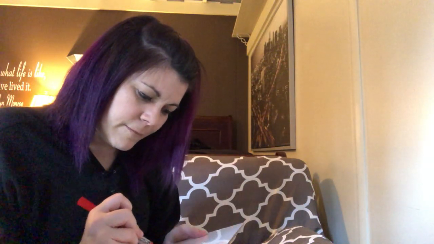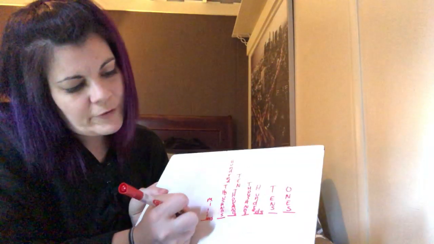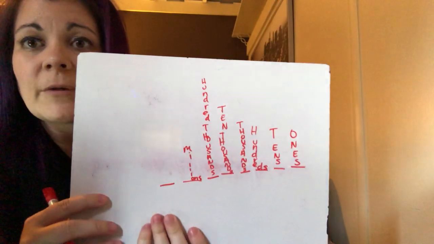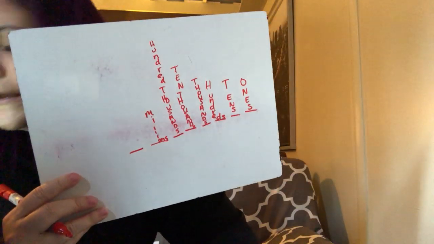And then after the thousands comes a new name, and that would be the millions place. So then we have the millions. And then after the millions, you go 10 millions, 100 millions. I'm not going to write the word, just 10 millions, 100 millions.